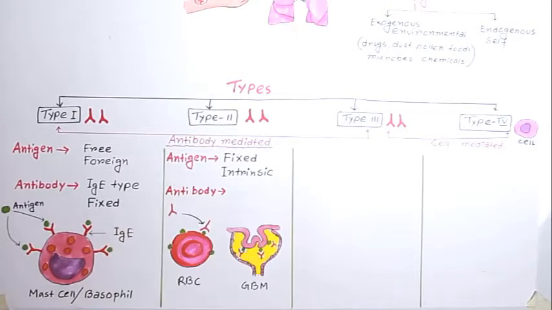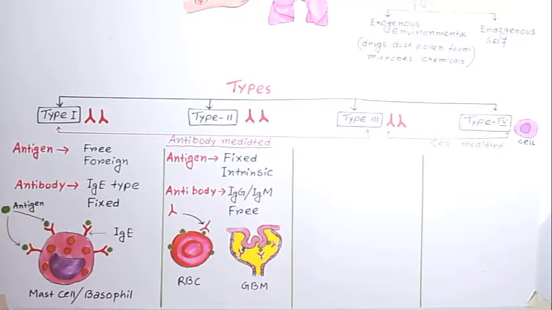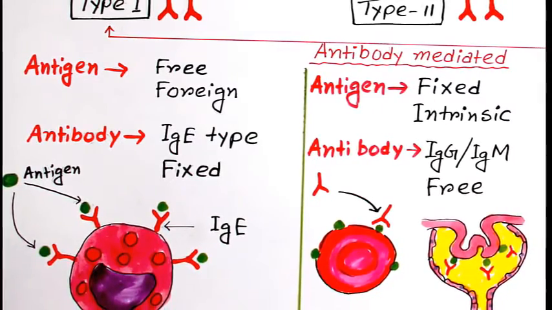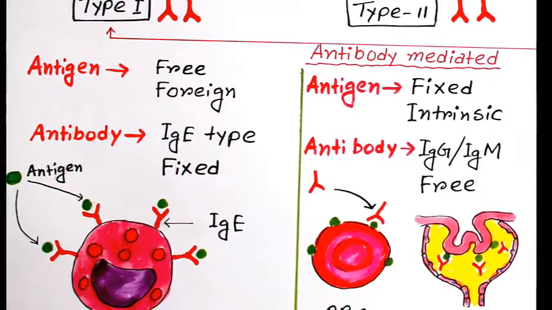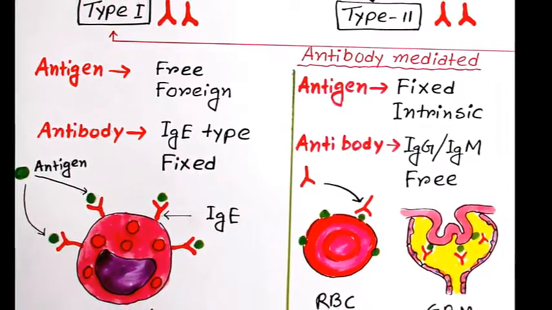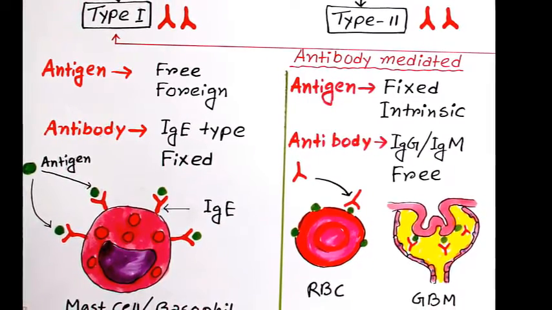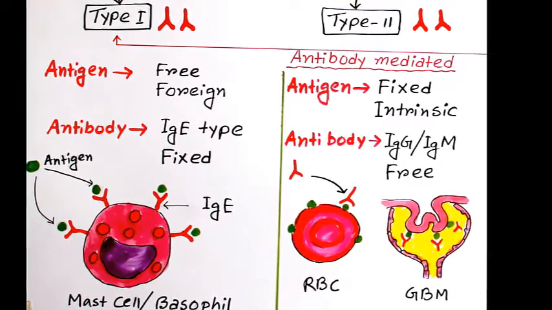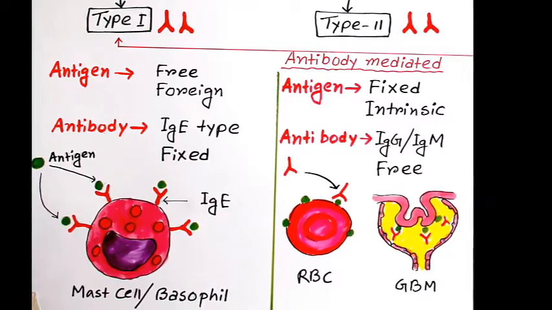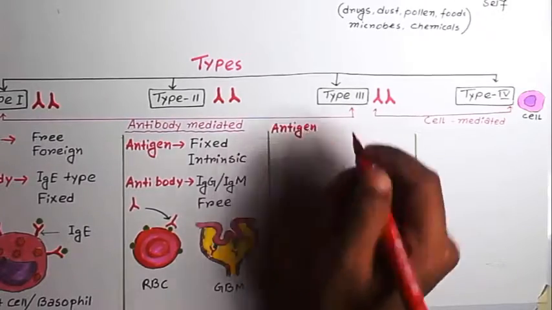Here, the antibodies involved are IgG and IgM type. They are free in the circulation, so they have to come to the target tissue for their reaction. So in type 1 hypersensitivity, the reaction always occurs on the mast cell, and in type 2 hypersensitivity, it always occurs on the target tissue. So in these 2 reactions, there is no antigen-antibody complex present in the general circulation. Now come to the type 3 hypersensitivity reaction.